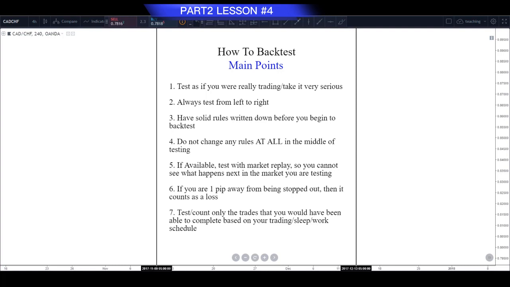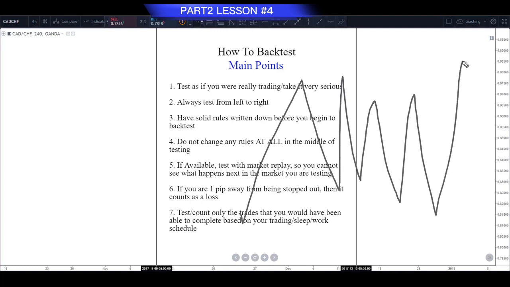Rule number 2, always test from left to right. Let's discuss a little bit about what that means. Testing from left to right, I know I'm drawing all over my words here, guys, but just bear with me, would mean do not test looking in the middle of your screen. Do not test and say, oh, that's a win, when you can see all of this market data. If you can see all this market data, then you're testing wrong.